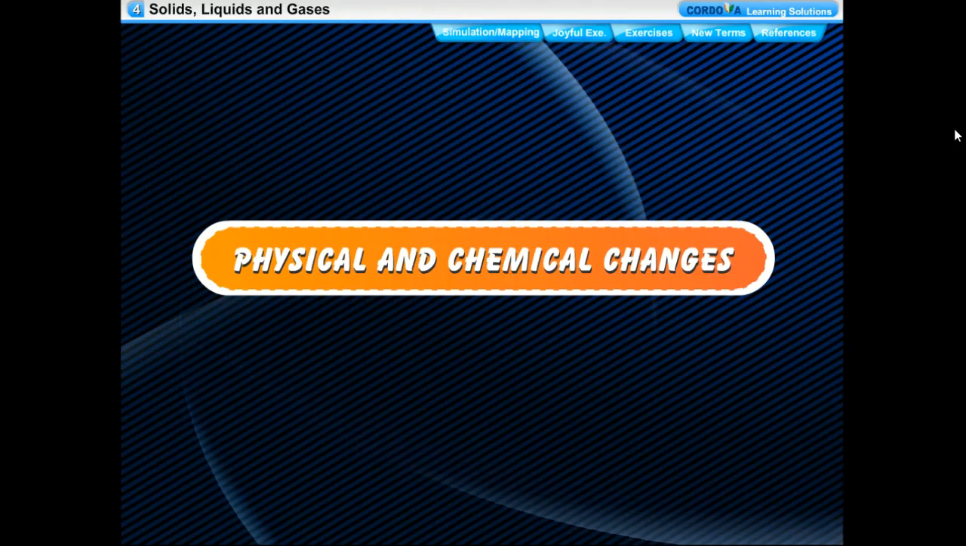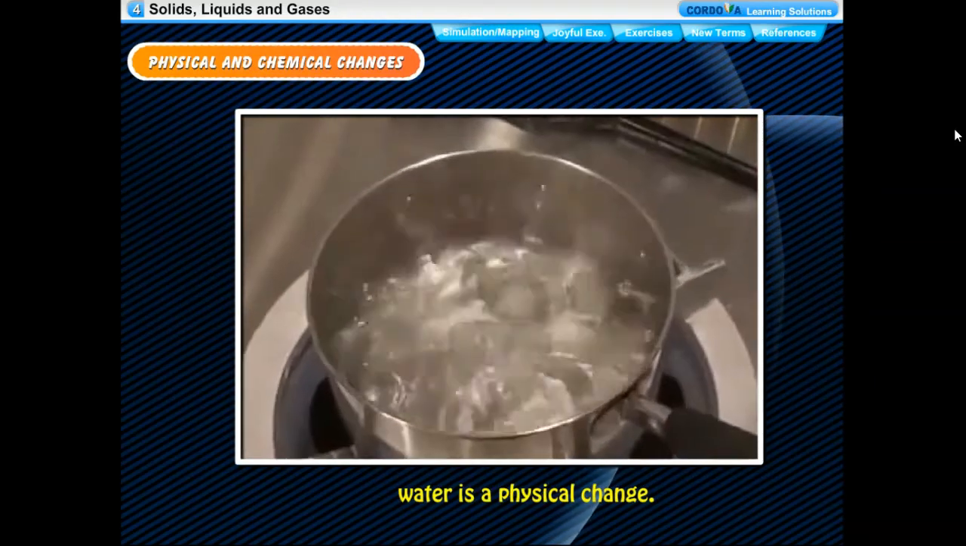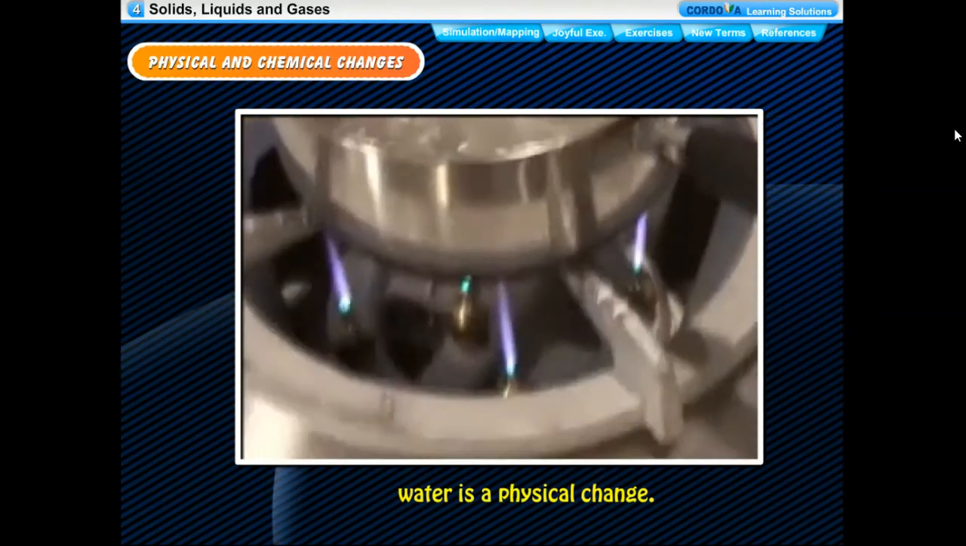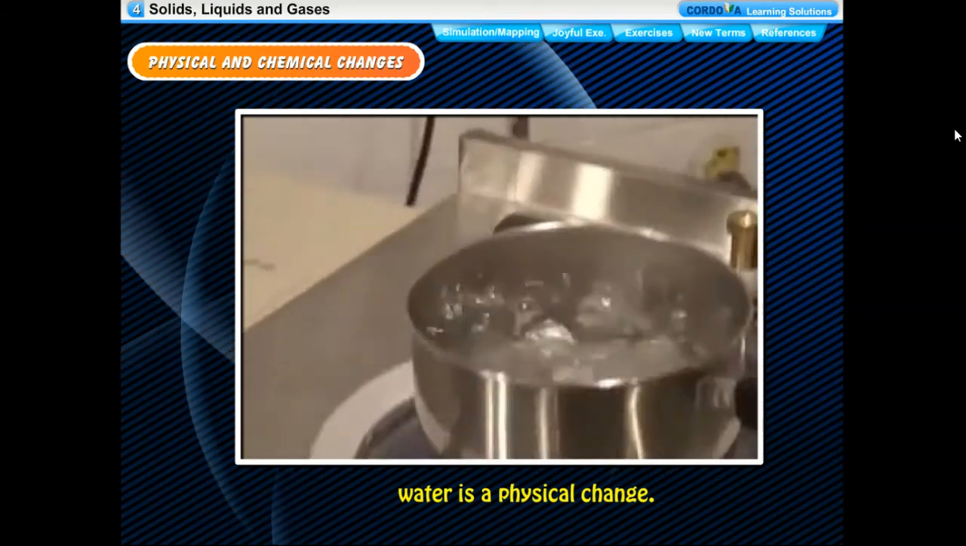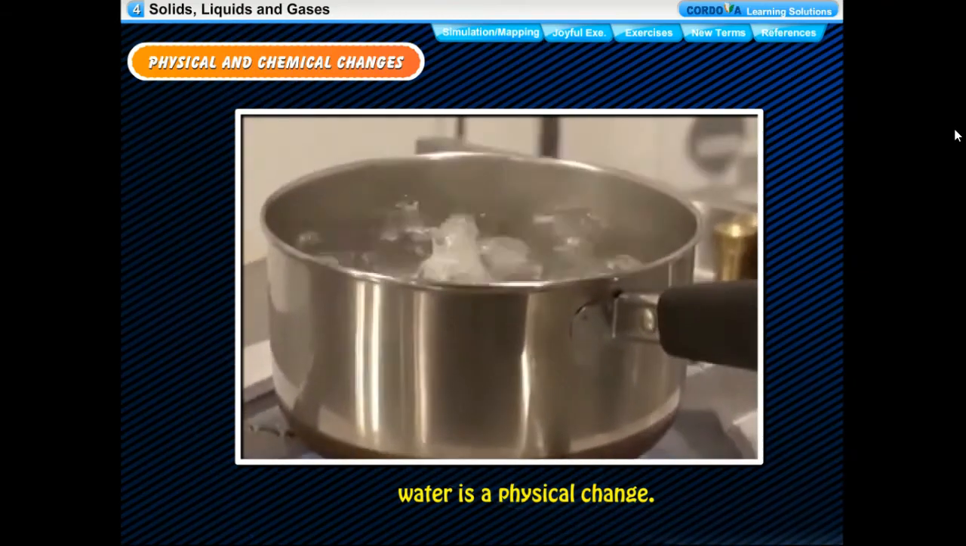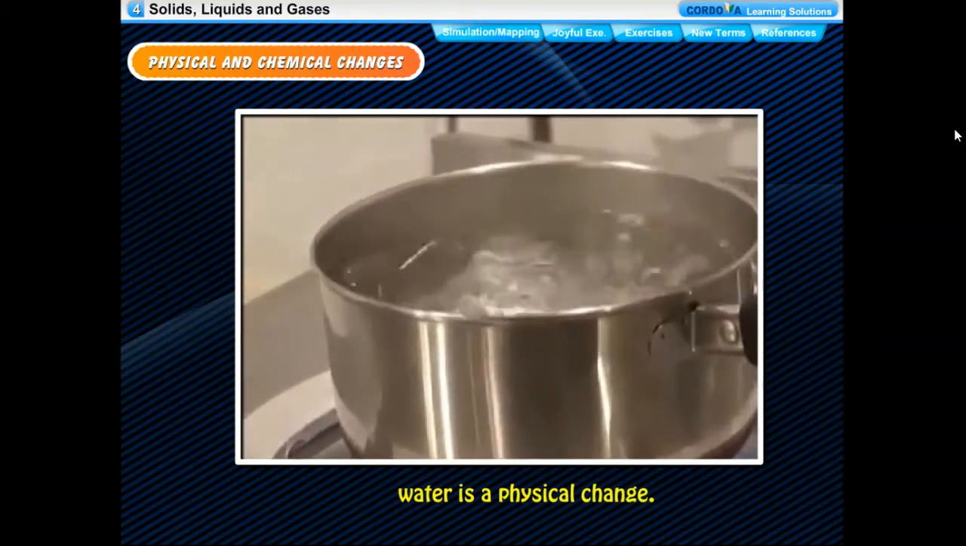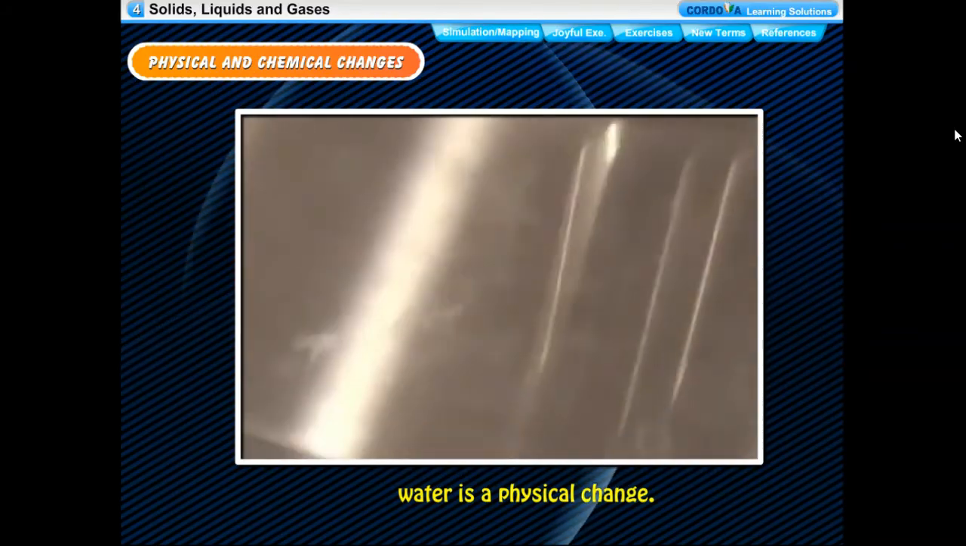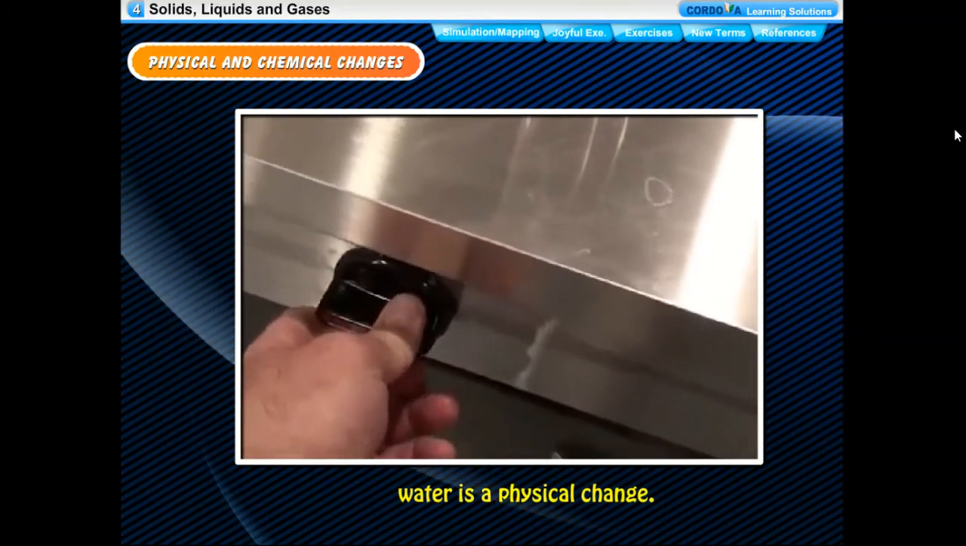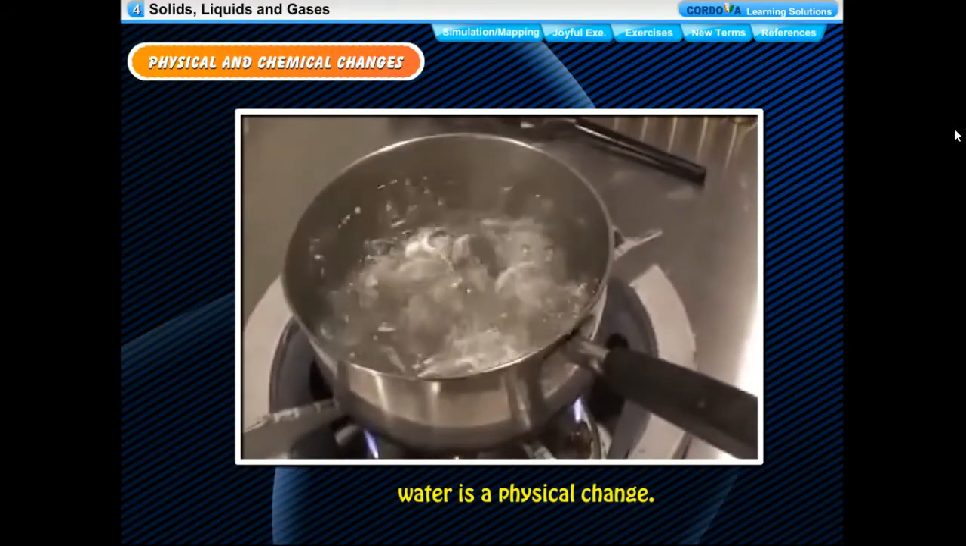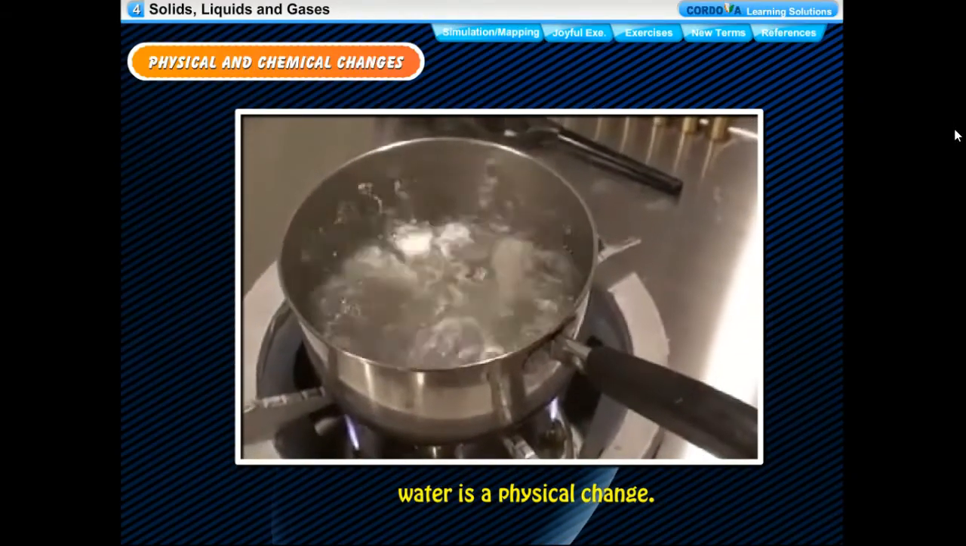Physical and chemical changes. Physical change. When the change occurs only in the shape, size and state of matter, it is called physical change. It is a temporary change and can be reversed. No new substance is formed during this change. Physical change may occur due to heating and cooling.